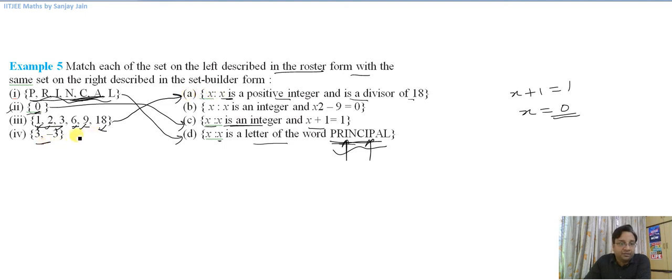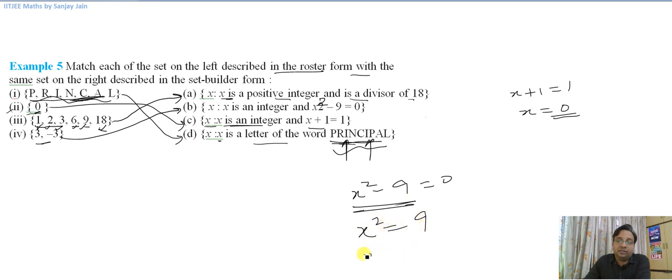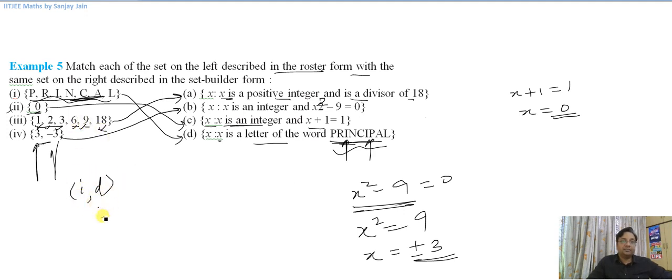3 and minus 3 is obviously then matched with B. Otherwise you can obtain it: x squared minus 9 is equal to 0, which you can write as x squared equal to 9, or x is equal to plus or minus 3. So minus 3 and plus 3. So this is matched with B. I hope it is clear to you. So 1 is matched with D, right? Similarly, you can write all the other answers. Okay, so let us move to the exercise.